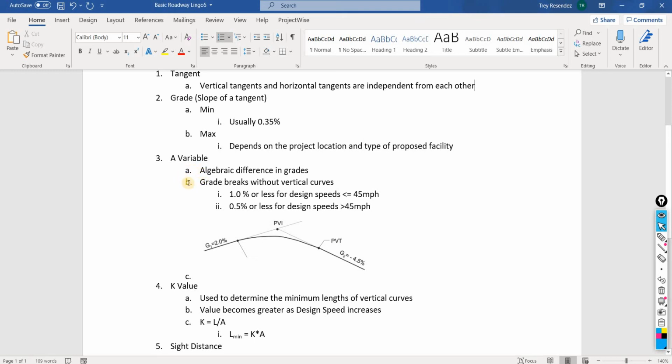So this B point here says grade breaks without vertical curves. So you are able to have grade breaks without vertical curves, and here are the limits depending on the design speed. If you are less than or equal to 45 miles per hour design speed, then you're able to have a grade break of 1% or less. And if you have a design speed of greater than 45, then you can only have 0.5% or less for a grade break.